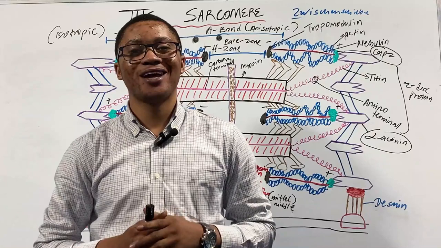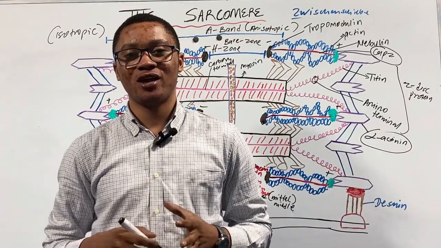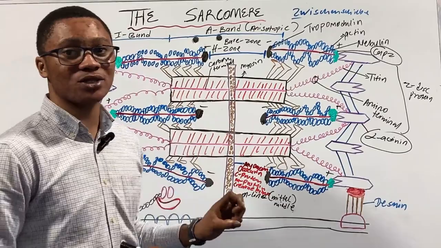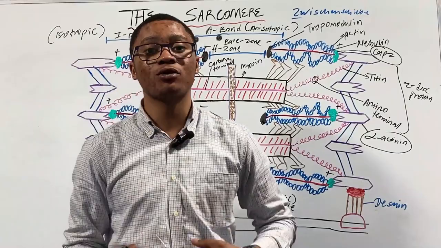Today we'll be looking into the structure of the sarcomere, a continuation of the structure of the sarcomere. In our previous video, we discussed how the proteins in the body, like the actins, the myosin, and other cytoskeletal proteins are arranged in the sarcomere. Today, we're talking more about the cytoskeletal proteins and their clinical importance.